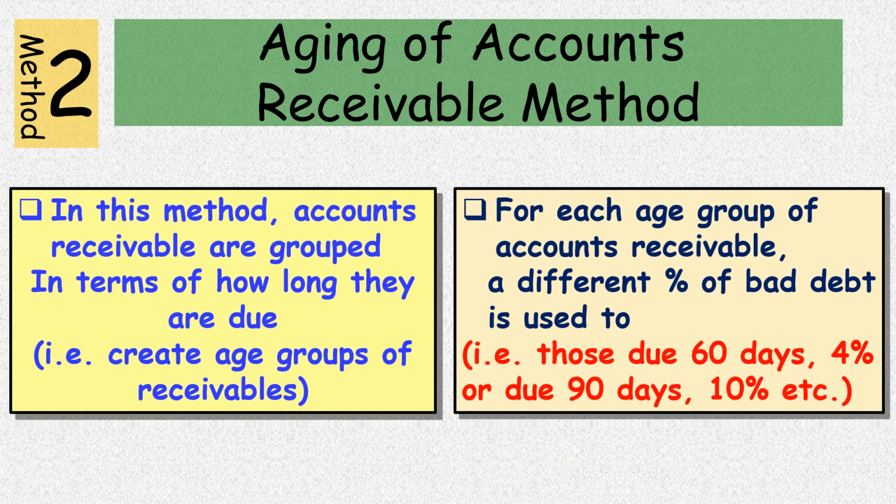So those that are in the 30 days age group, we still have time to recover from them, so there might not be any. But those that are in 60 days might indicate to the company that since they are 60 days old, the customers are unlikely to pay, and they will come up with a percentage, say 4% of them will not pay. And if any receivables are in 90 days, the business is now near certain that they will not pay, so they might use a different percentage of expected bad debt. Let's look at an example.